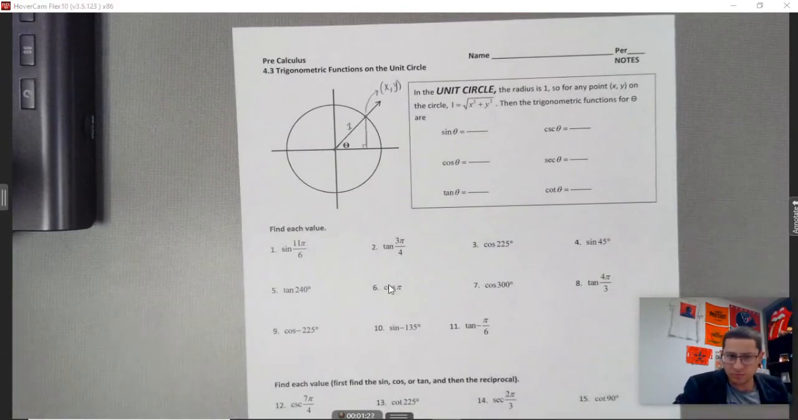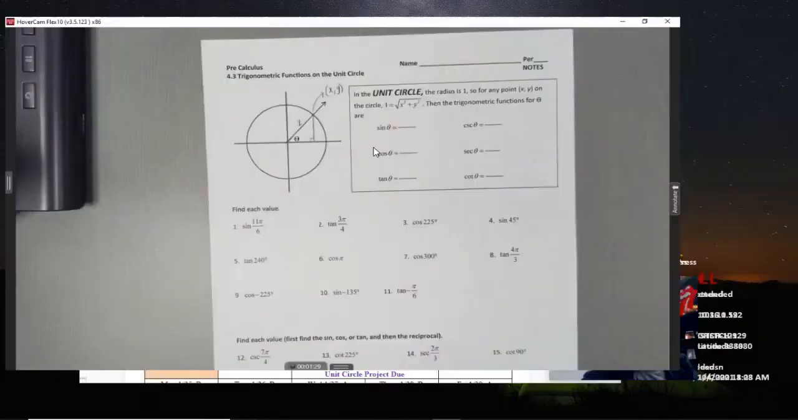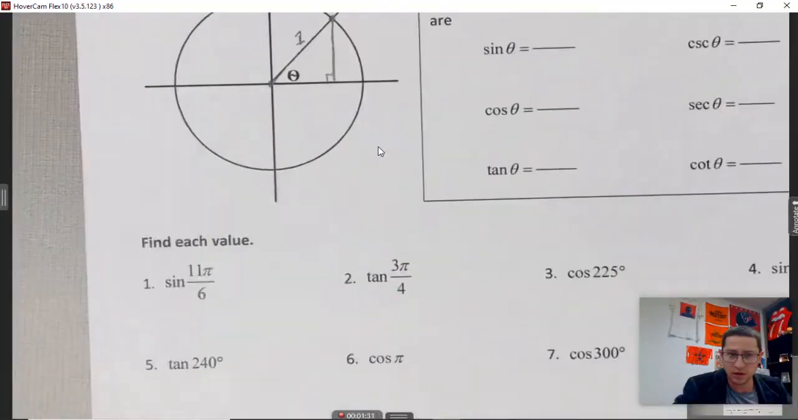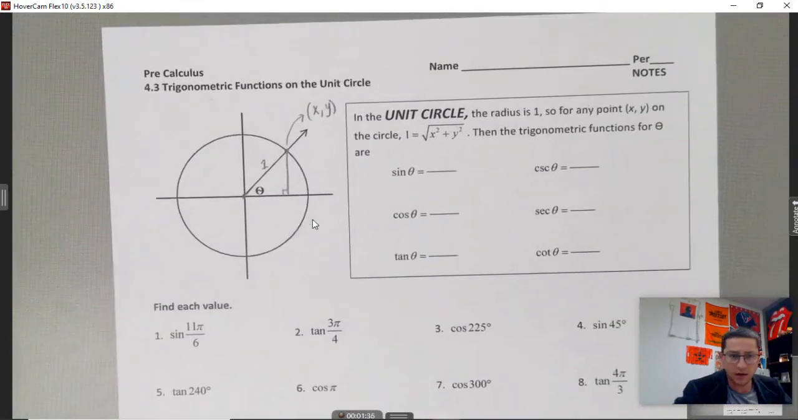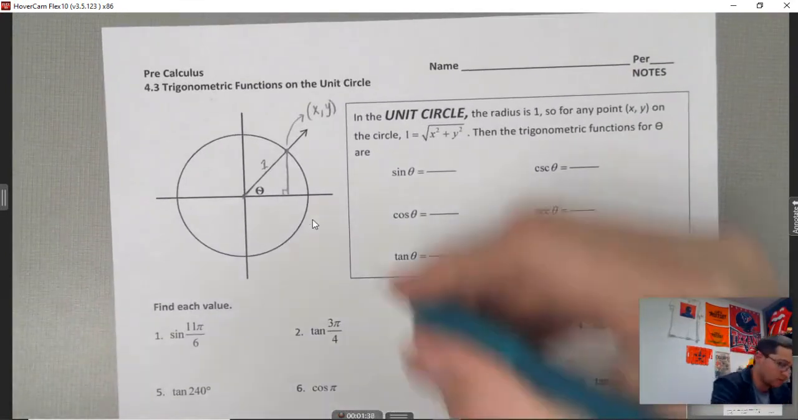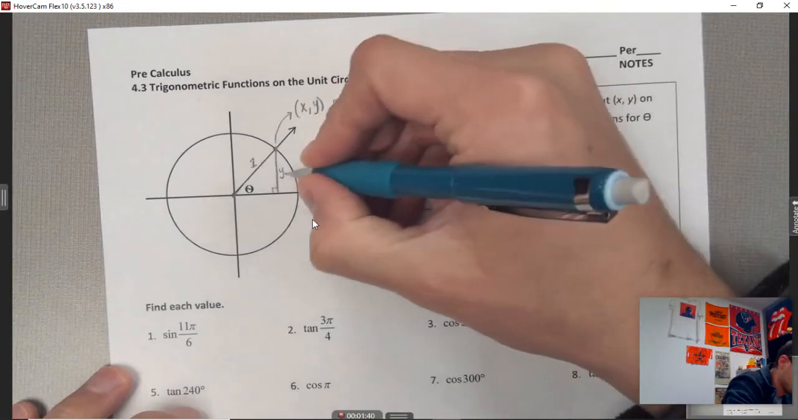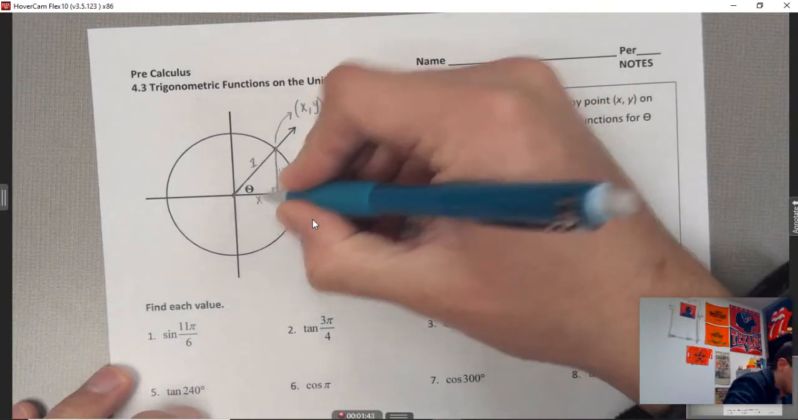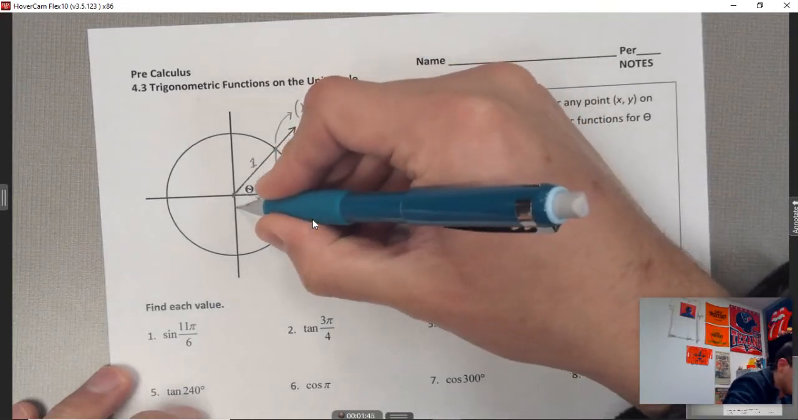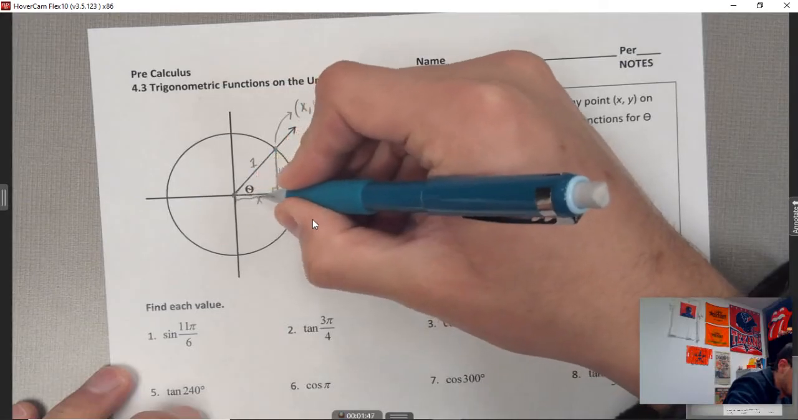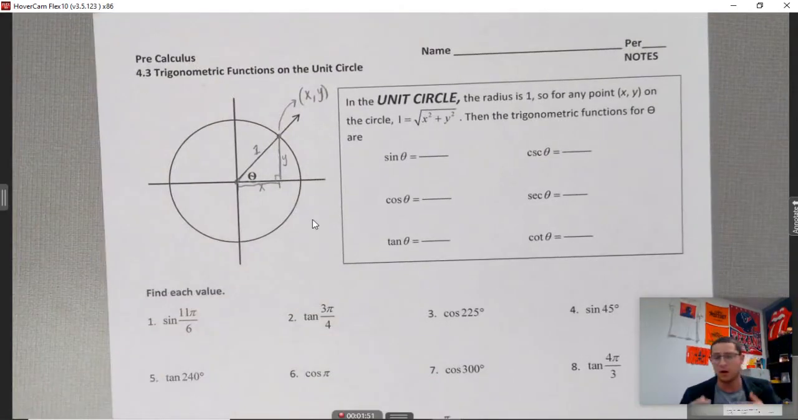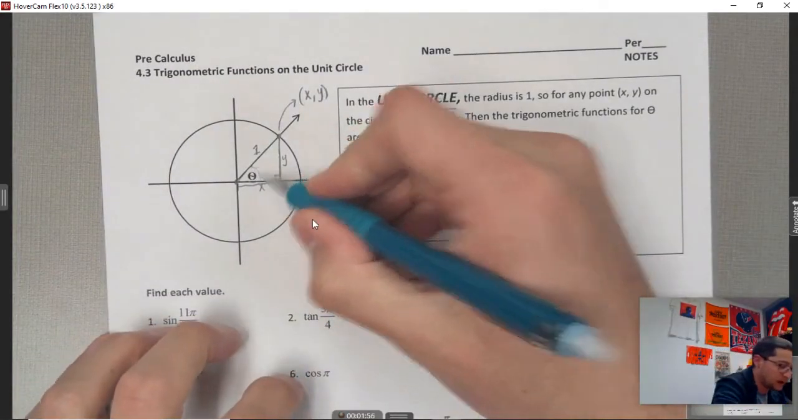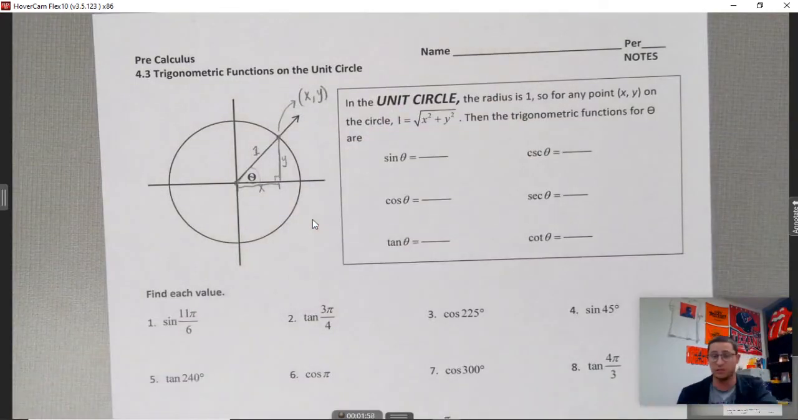Okay, so on this particular one, whoa, let's zoom in here. All right, take a little bit better of a look at it. On this particular one, this is your y coordinate, and then this length is your x coordinate. I'm specifically talking about this length here, and then this length here. And that's what we're working with.